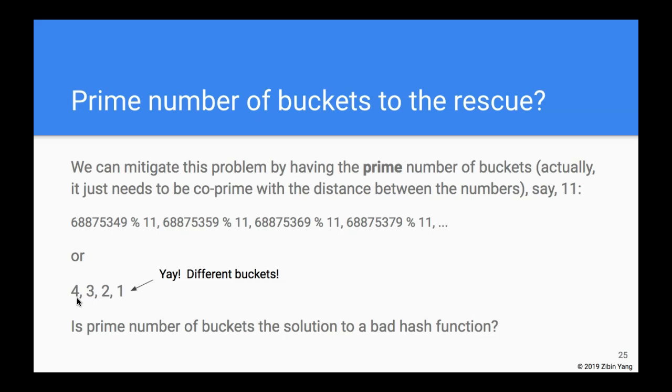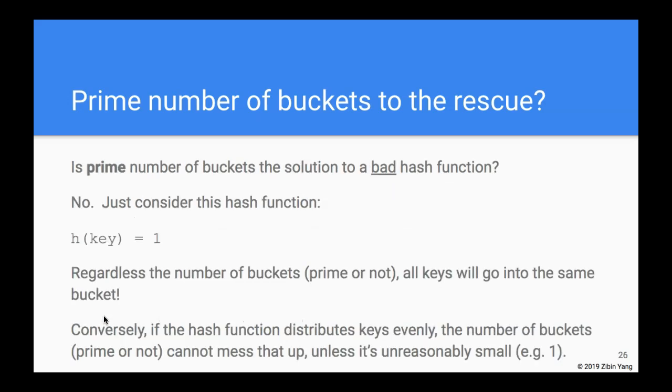Now, is a prime number of buckets a solution to a bad hash function though? Is it always a solution? We see that it's kind of a solution in this case. Is it always a solution? Well, it's not. Just think about the really horrible hash function we talked about earlier, the one that always returns the number 1. It doesn't matter what the number of buckets is, whether it's prime or not. All keys will end up going to the same bucket. So a prime number of buckets is not a fix-all kind of solution.